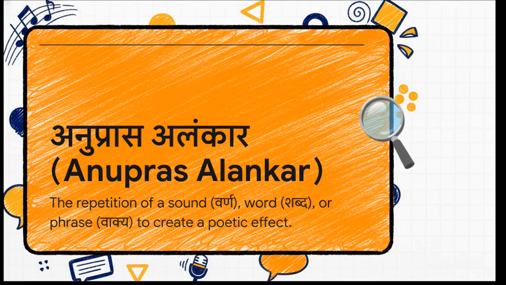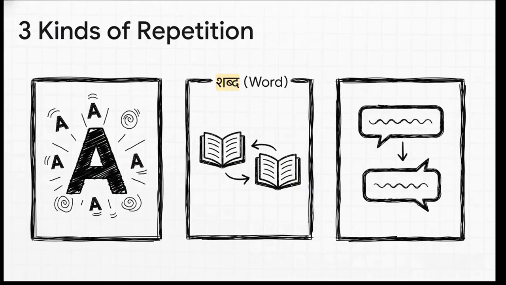What's repeating? And this repetition can happen in three basic ways. It can be something as small as a single letter or a sound. It can be a whole word, or it can even be an entire sentence. Let's check out some examples and you'll see exactly what I mean.